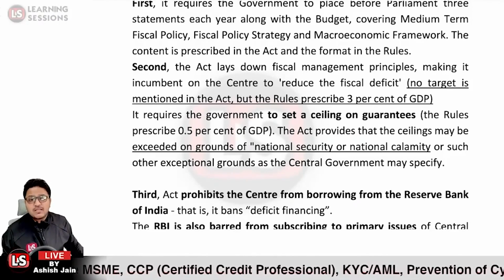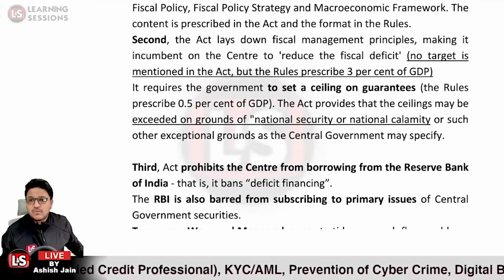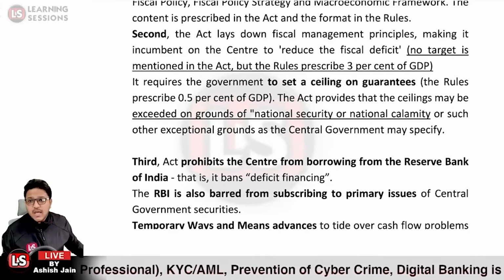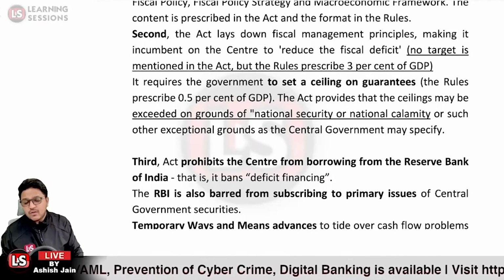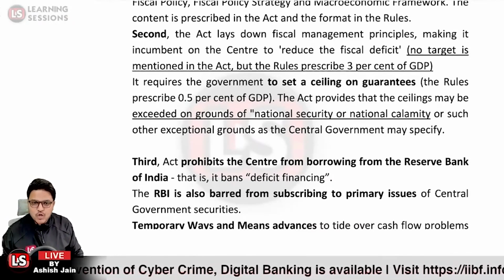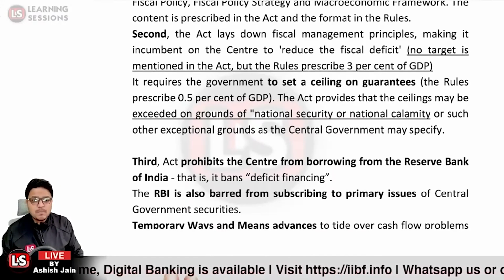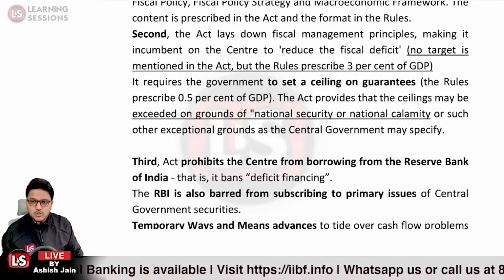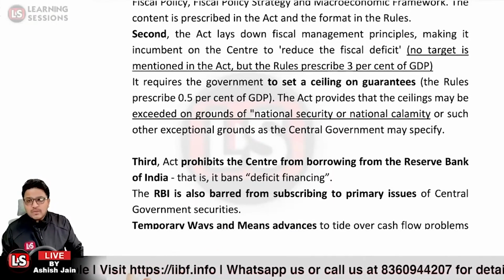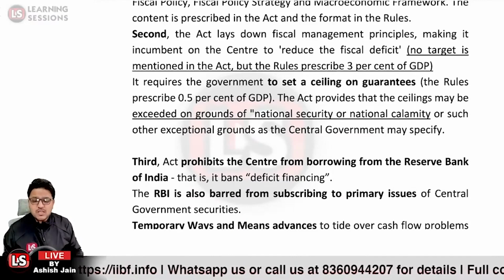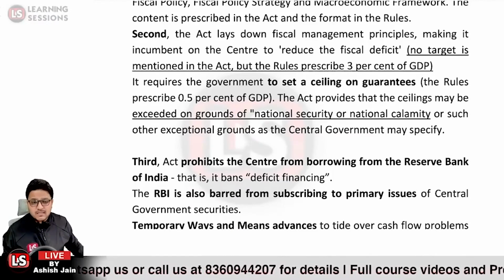Also, the Reserve Bank of India is barred from subscribing to the primary issues of central government securities. If securities have been issued by the central government, the Reserve Bank of India is barred from subscribing to the primary issue. Primary issue cannot be subscribed by the Reserve Bank of India, though it can do sale and purchase of securities in the open market operations, but not in the primary market itself.